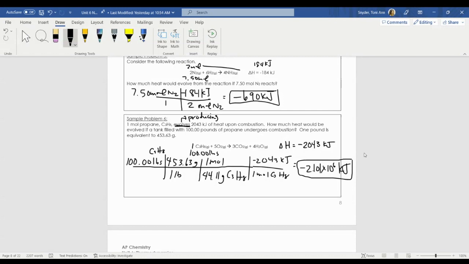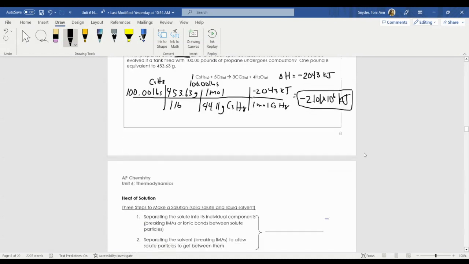We're going to do more practice with this in class. And like I said, I want to get a lab in there, hopefully, if there's enough time, where you'll actually measure the heat of reaction for something. So anyway, we'll see. But let's get on to the next section here.